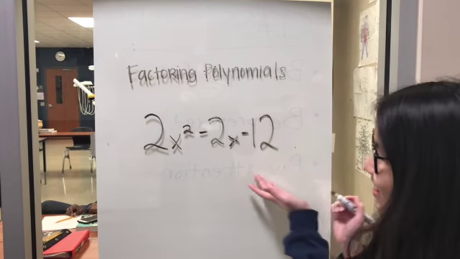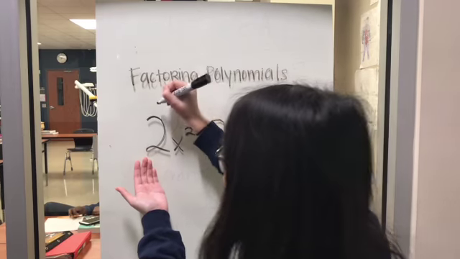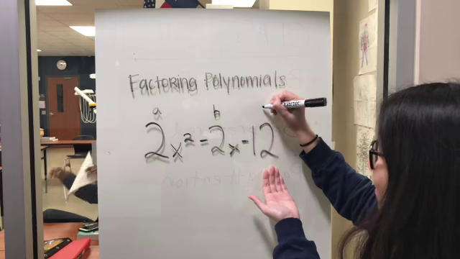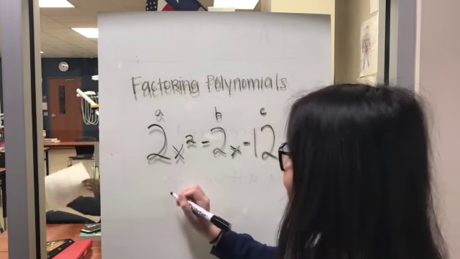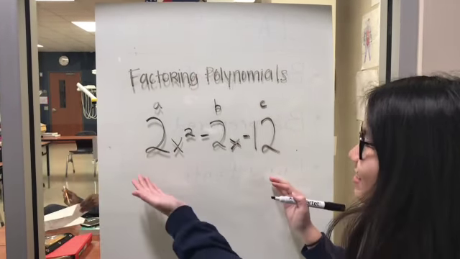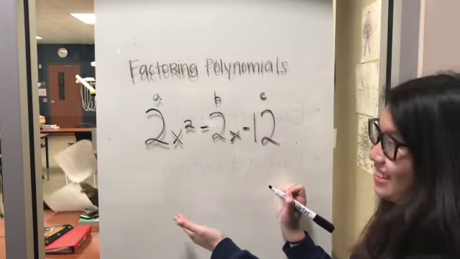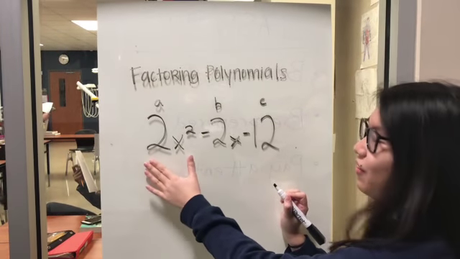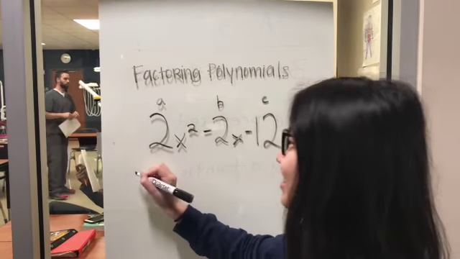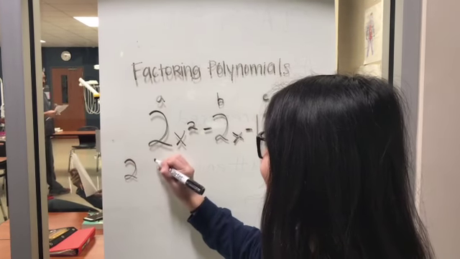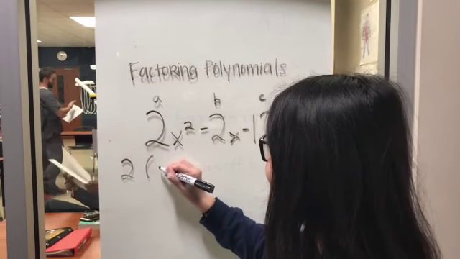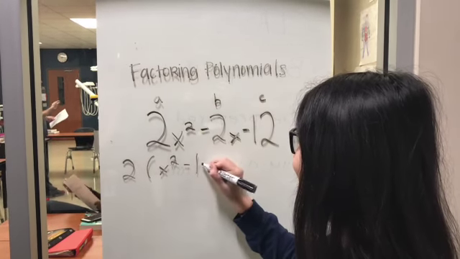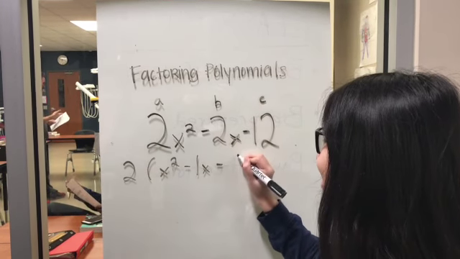Okay, we have this equation. We can label this as A, this as B, and this as C. But first, we have to take out any greatest common factors. For example, this one has 2 in common for all of them, so we take that out as such: 2, and then parentheses, it's just x squared minus 1x minus 6.